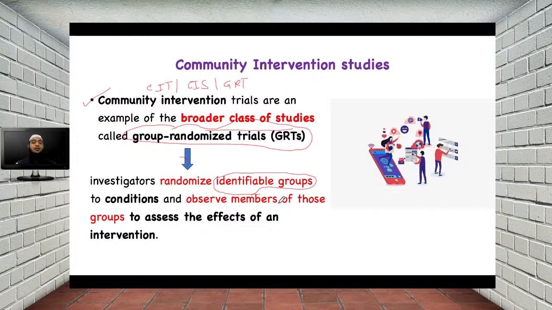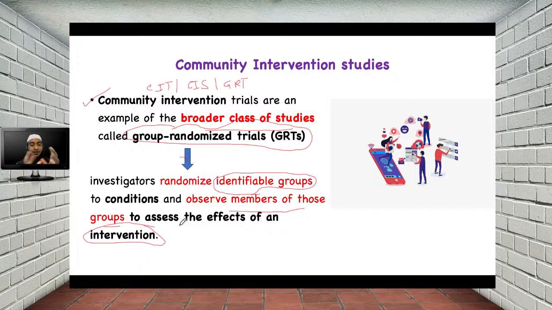So the investigator randomly assigns the identified groups to a condition and observes the members of those communities or groups to assess the effect of an intervention. Intervention means the medicine you are giving. So you just do the assessment of the effect of that medicine in that particular community.